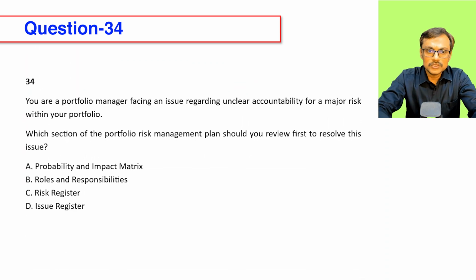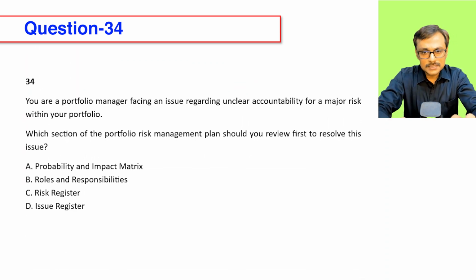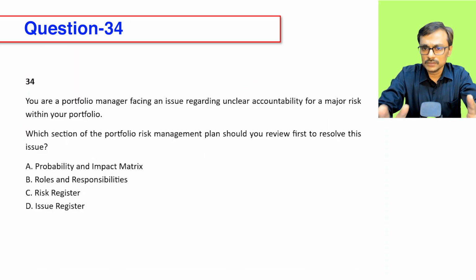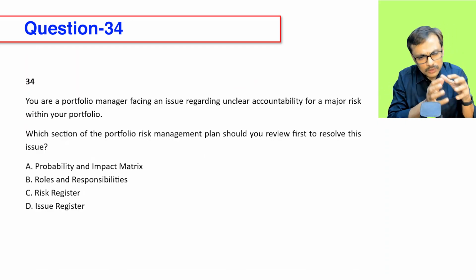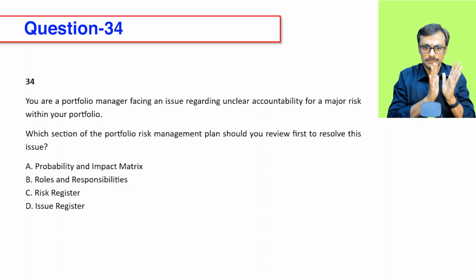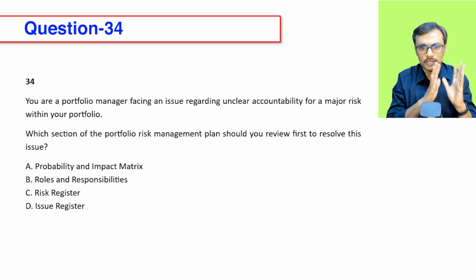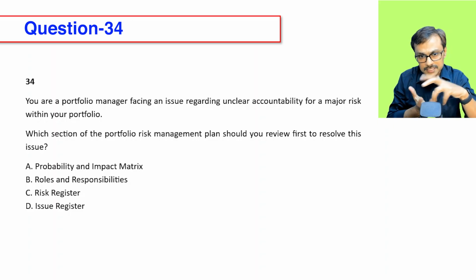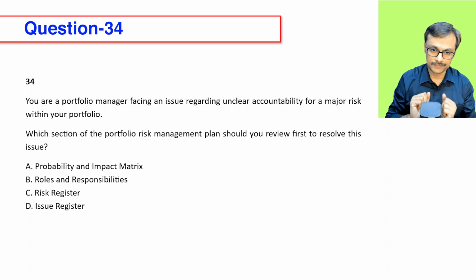Yeah. So say this is a little tricky question. Tricky question means it is not very clearly giving you the situation, and somebody may misinterpret it and end up choosing the wrong answer. So the first thing is, it is talking about difficulty in roles and responsibility. And it is saying this issue is going on. And then it is saying which portion of the risk management plan can help you in identifying it.